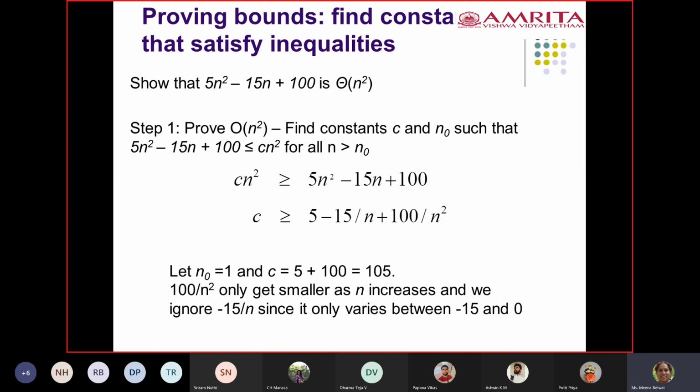So basically what we are saying is C has to be greater than or equal to this. So I am getting the value of C as not 105. Can I get it as 90? I think 90 should be enough, no?